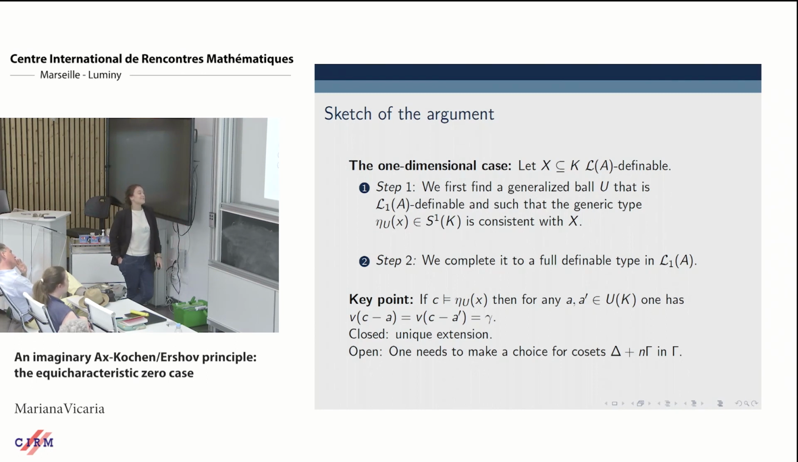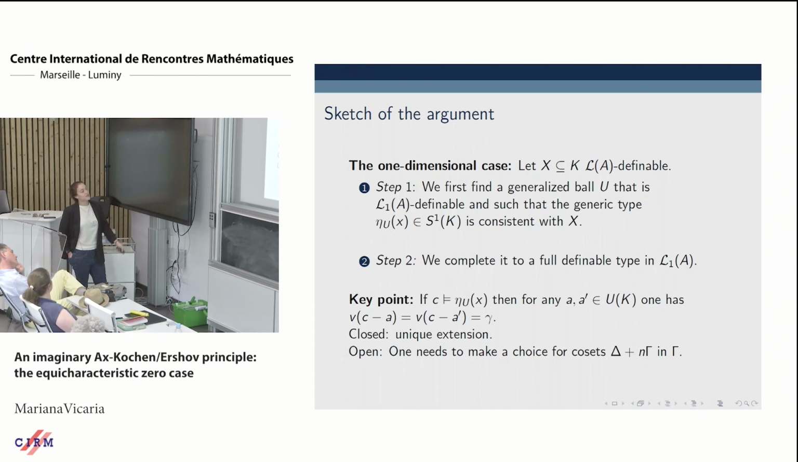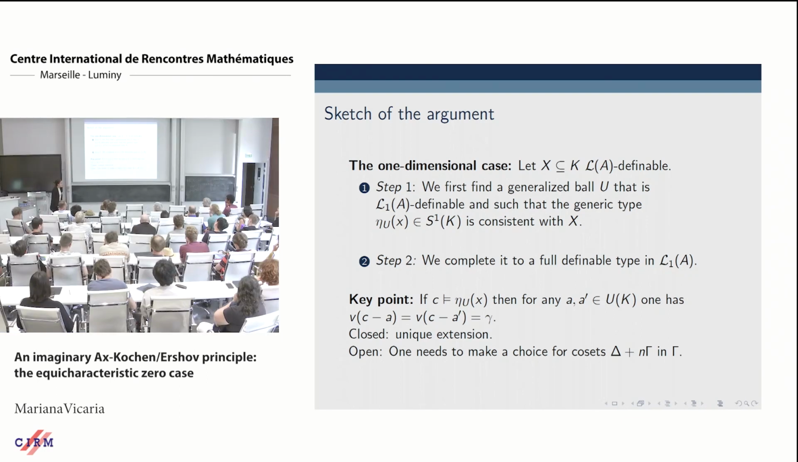And when it's open, everything that you need to do is to make choices for cosets that you have for certain subgroups, right? In essence, this is just the convex group delta plus n times gamma. That will be it. So actually, yes? X is not definable in L1, right? Yes. No, that's a key point.